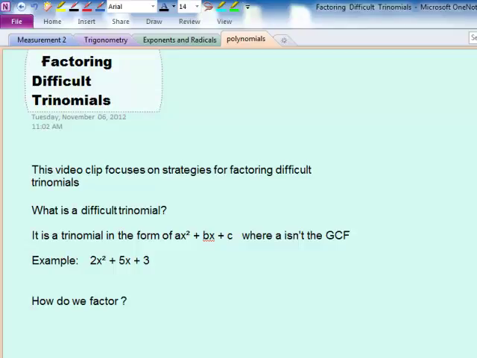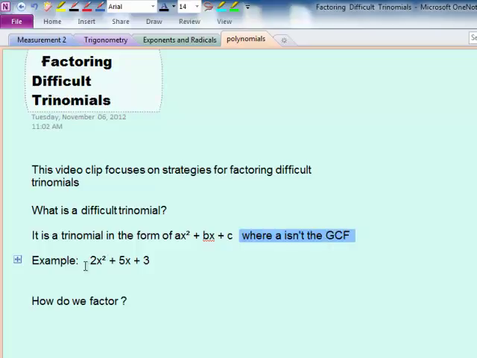This video clip focuses on strategies for factoring difficult trinomials. What is a difficult trinomial? It's a trinomial in the form of ax squared plus bx plus c, where a isn't the GCF.